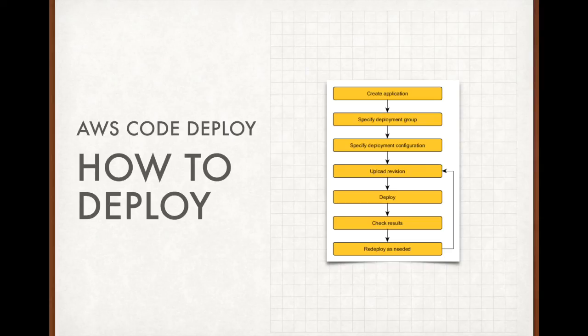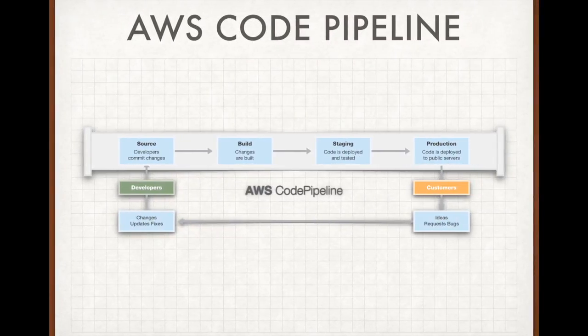The final step is to redeploy. So this is basically where you fix any bugs that you found after you pushed it to your test environment. Once all the bugs are fixed, you continue down the AWS Code Pipeline.